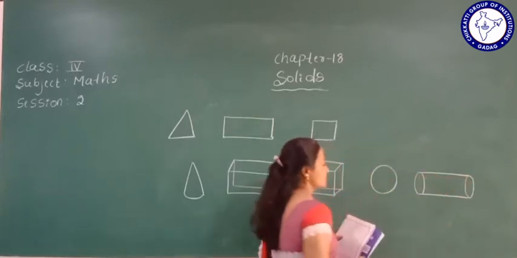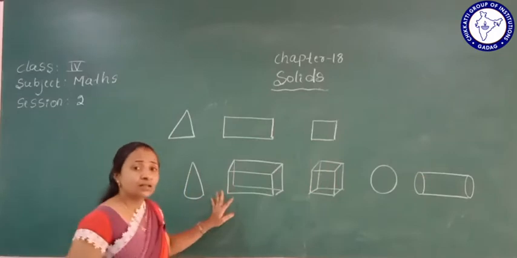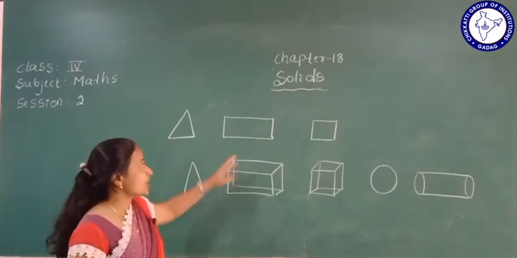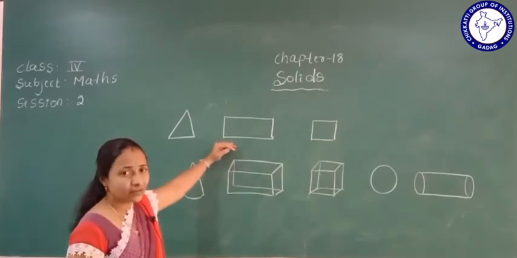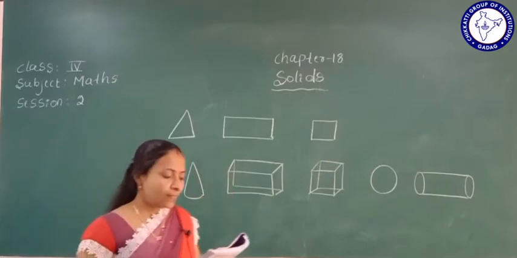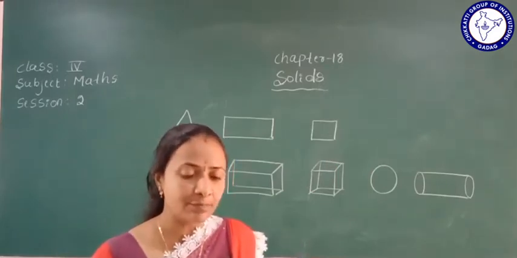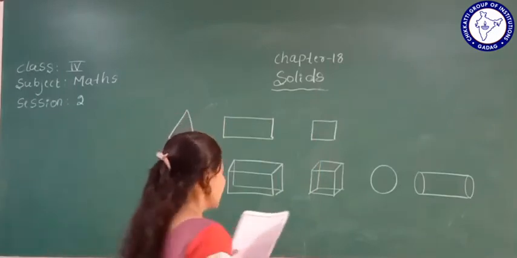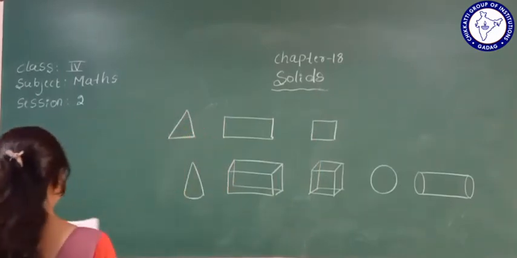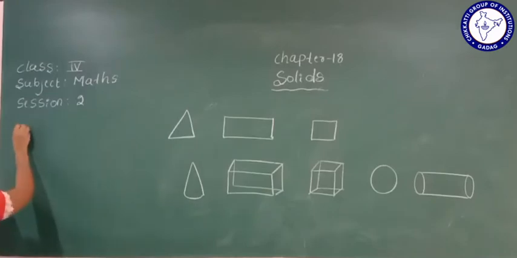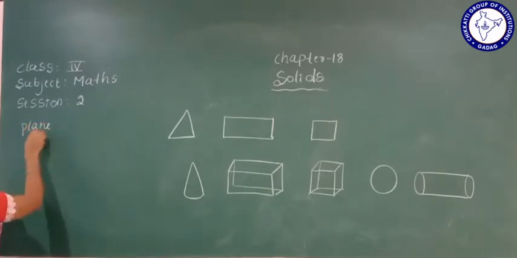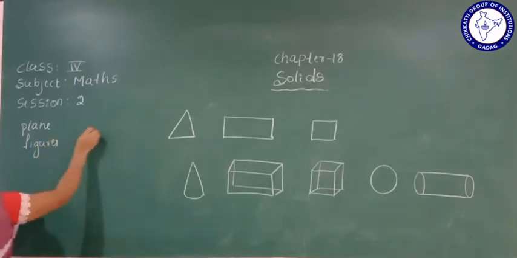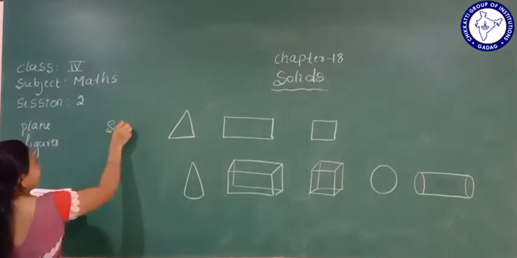These are all solid figures, and these are all plane figures. Understood? Okay, and here, first we can see the properties of plane figures and solid figures. What are the properties we can write for plane figures and solid figures?